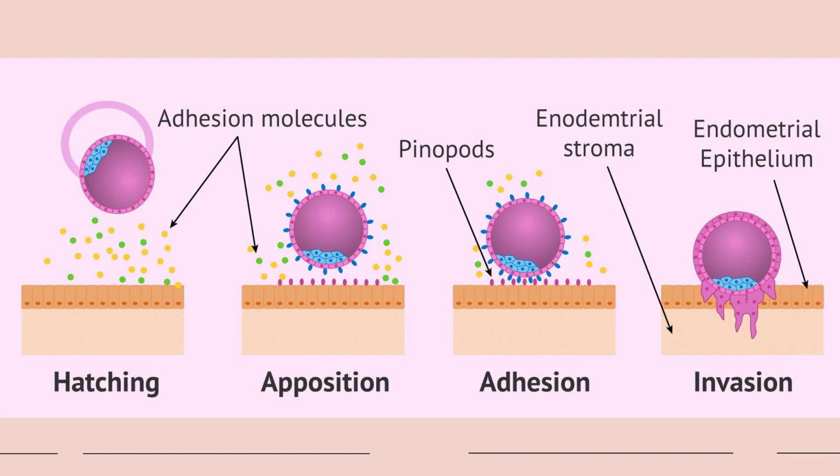The blastocyst adheres to the endometrium and begins to secrete enzymes that allow it to penetrate the endometrial tissue. This process is called implantation. Once implanted, the blastocyst establishes a closer connection with the endometrium. The cells that will form the placenta begin to develop and invade the surrounding tissue. The release of chorionic gonadotropin by the blastocyst ensures that the corpus luteum in the ovary remains functional.